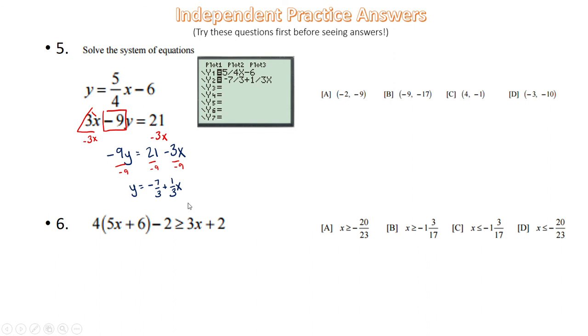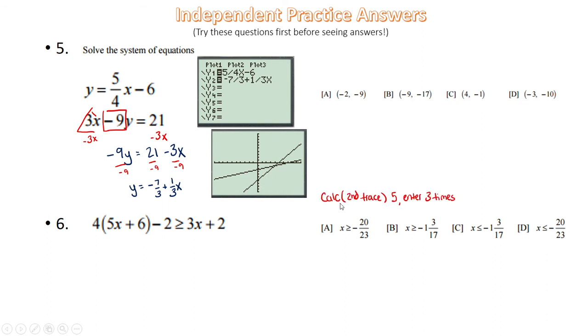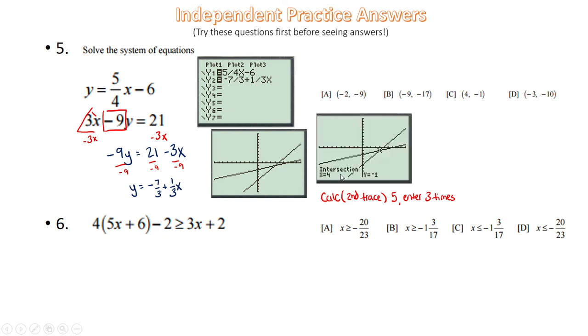After that, look at the graph. This time, we have both graphs shown on the calculator. So since both graphs are shown, we can use our trick of doing calc or second trace 5, enter 3 times. And the calculator will give you the answer of 4, negative 1. So your answer is C.